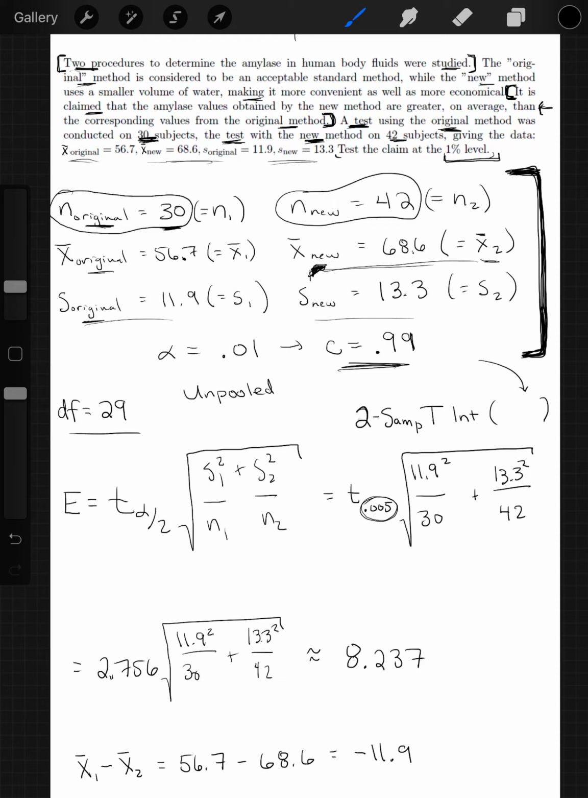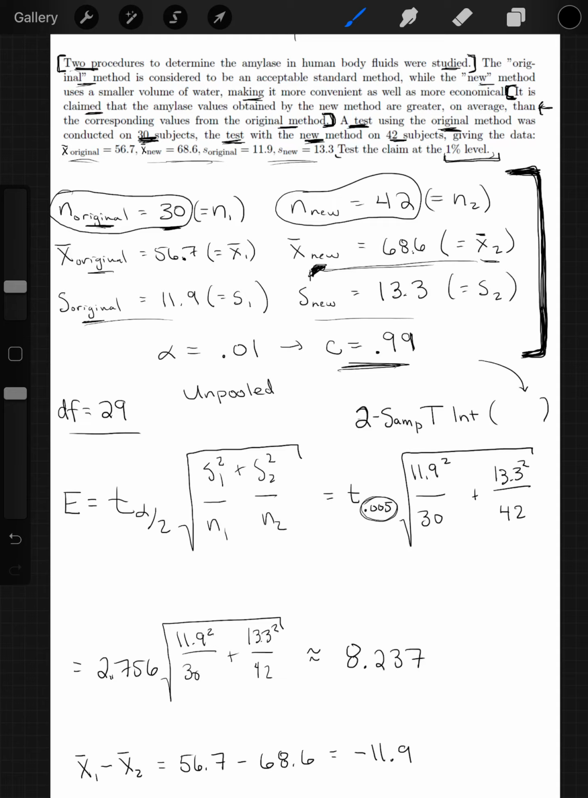Test the claim at a 1% level, right? Before, we've talked about confidence levels and things like that. But one thing to consider is that confidence levels are always supposed to be high, right? They're 80%, 85, 95, 99, 90. They're numbers in that sort of range. They're close to 1 if we're talking about decimals, and close to 100 when we're talking about percents.